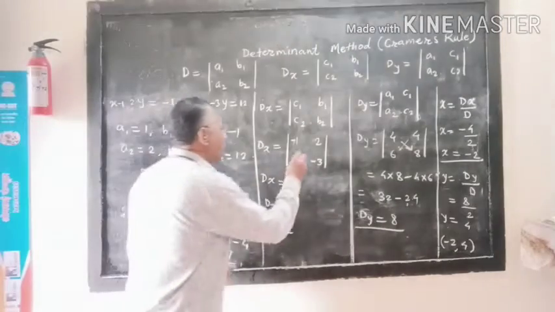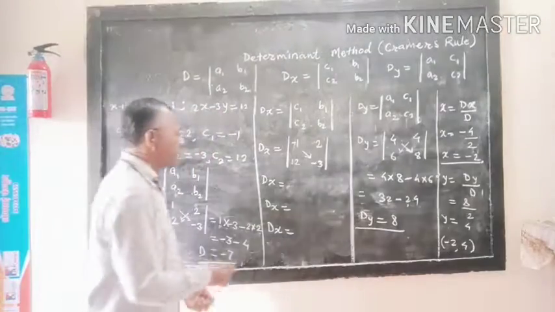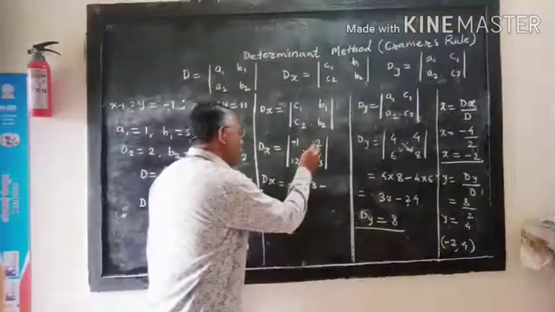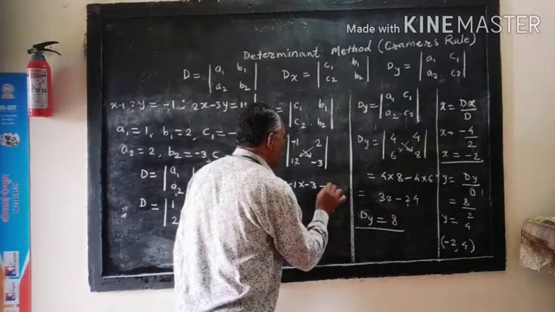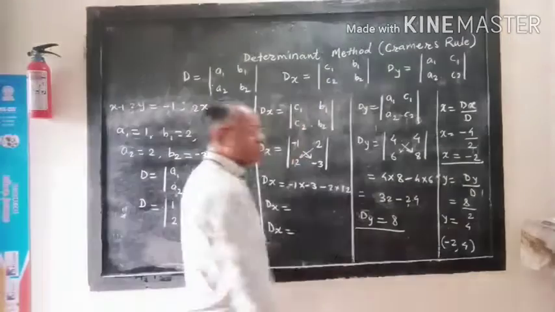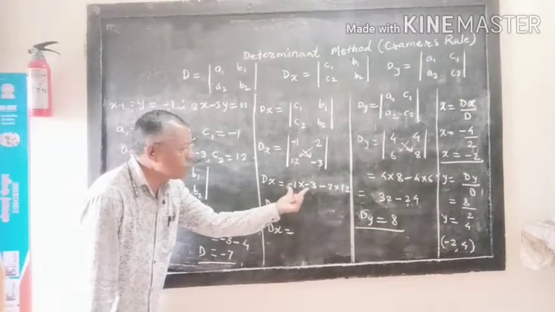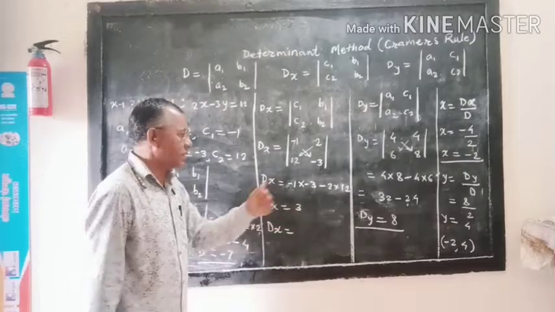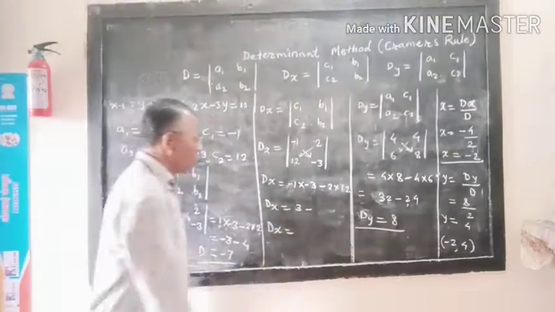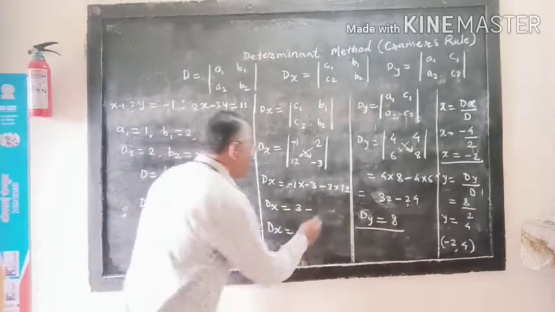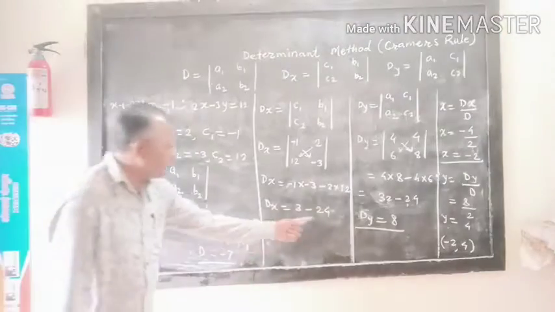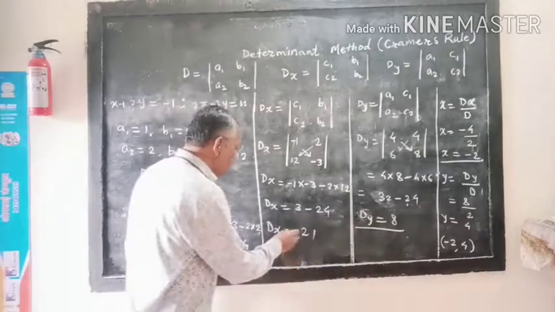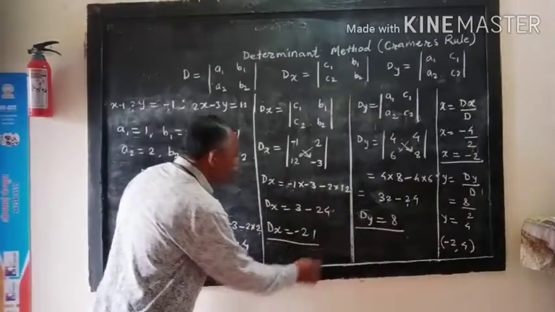You have to cross multiply now. Minus 1 into minus 3, and sign minus, 2 into 12. Minus 1 into minus 3 is plus 3. Now see here, this is a sign minus. 2 into 12 is 24, and 3 minus 24, that is 21, and the greater number has the sign minus, therefore the answer will be minus 21. It is D of x.